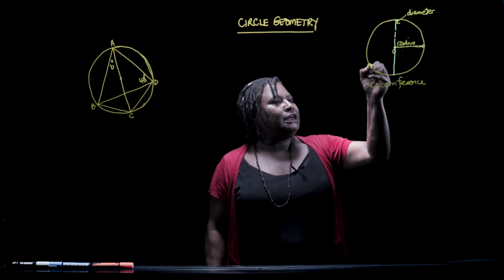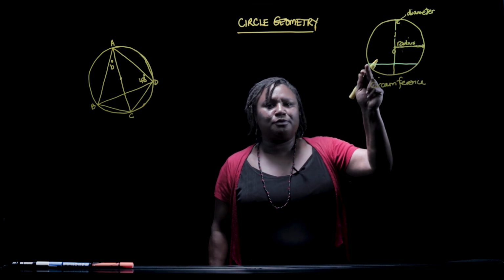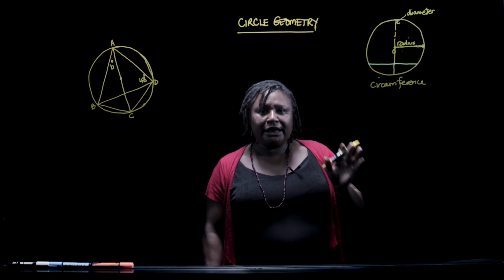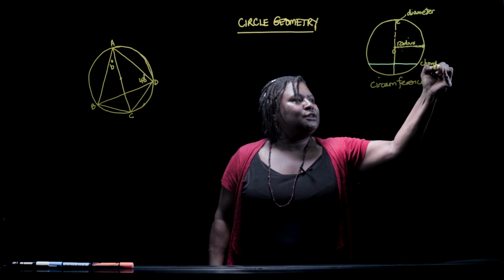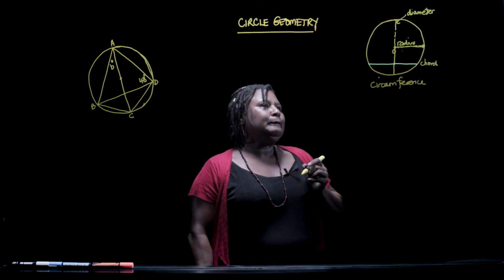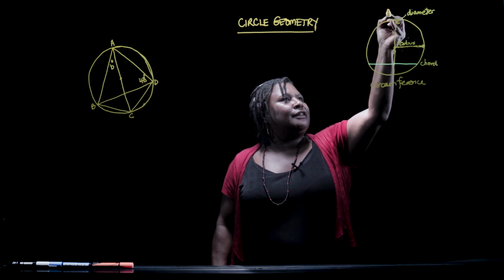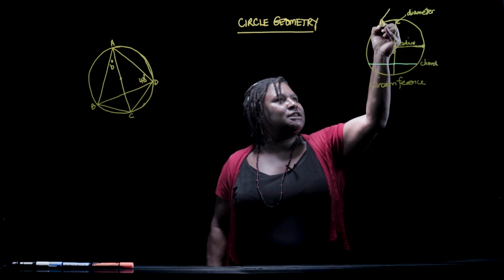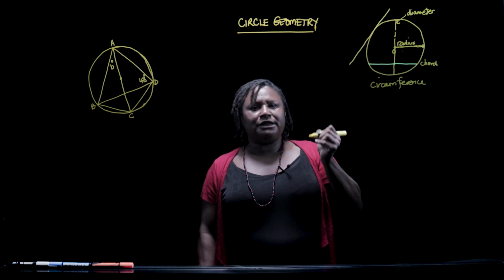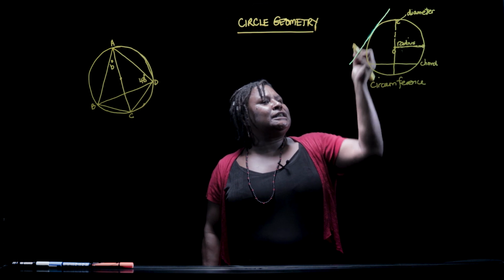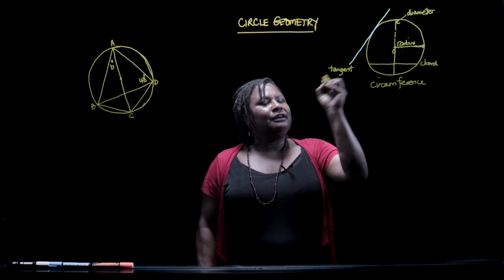Then there are other lines that we are going to learn about in this lesson. The first one being the chord, okay? Now the chord also runs from circumference to circumference, but it does not pass through the center, okay? That line is known as a chord, okay? Another line which we will be looking at is the line that is drawn outside the circle but only touches the circumference at a certain point, okay?